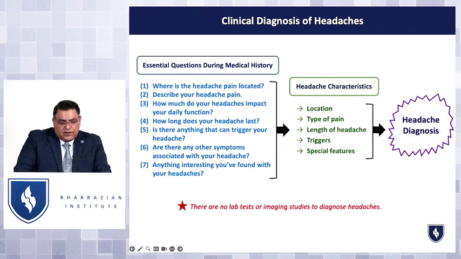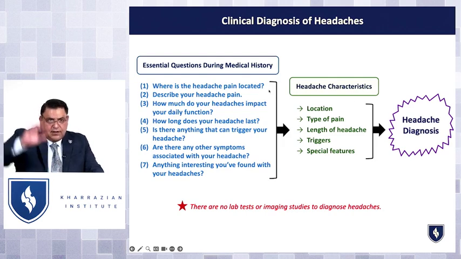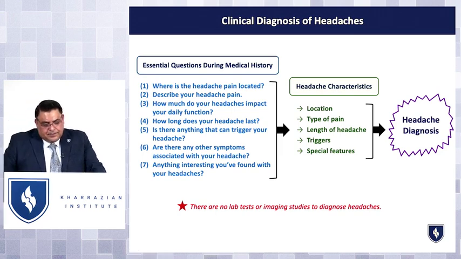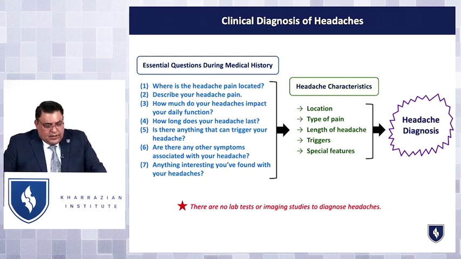Now, the essential questions that you want to ask during your history: number one, where is the headache pain located, right? You're going to keep asking these questions. You're trying to narrow down the list. What is the characteristic that fits for the presentation they have for a headache diagnosis? So where is the headache pain located? Number two, describe your headache pain. Is it throbbing, band-like, compressive? Those are going to be important things to find out.